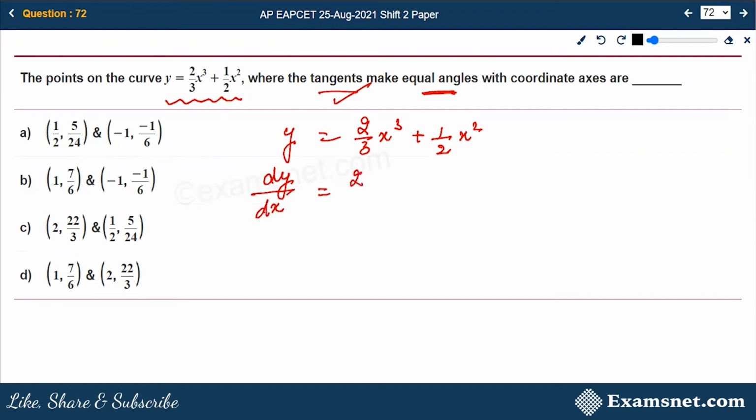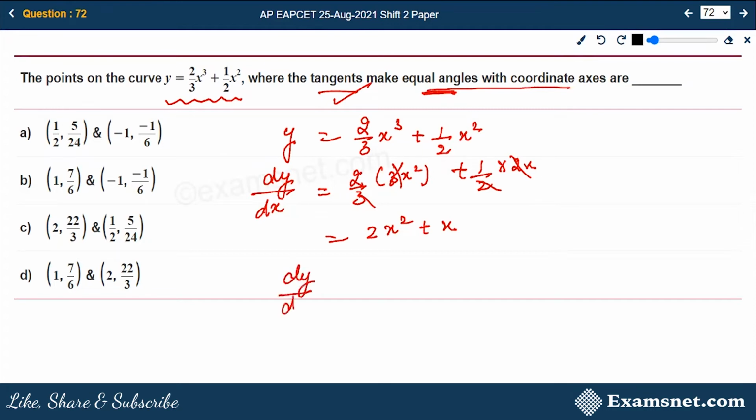The derivative is 2 by 3 into 3x square plus 1 by 2 into 2x. So they will cancel, and you will have 2x square plus x. Now, because the tangents are making equal angles with the coordinate axes, this derivative is 1. Why? Because they are making equal angles with the coordinate axes. So 2x square plus x will be 1, that is, 2x square plus x minus 1 is equal to 0.